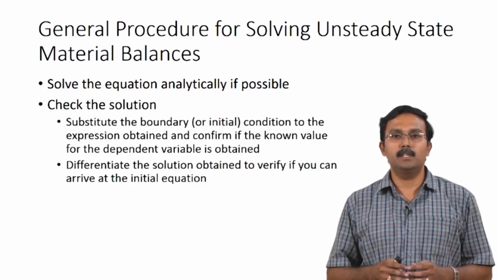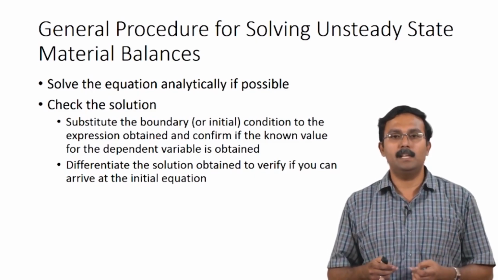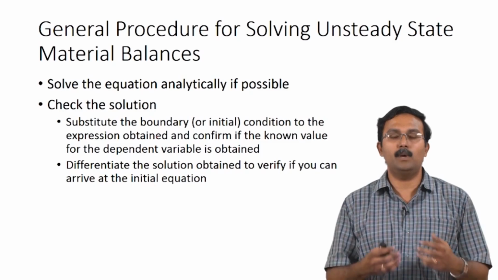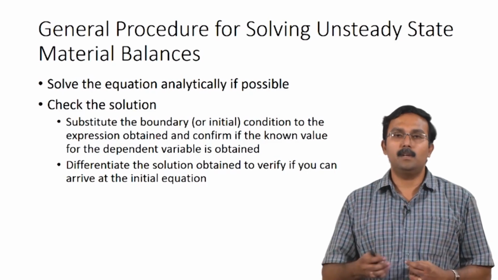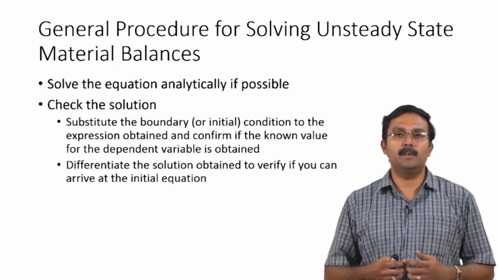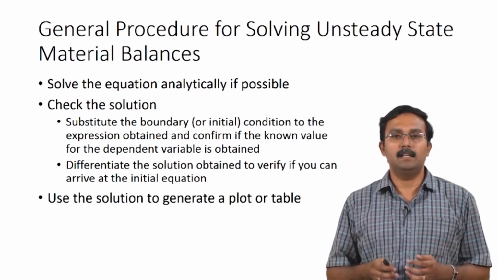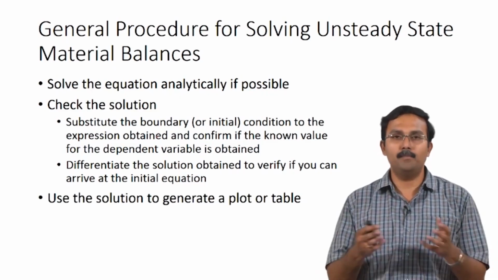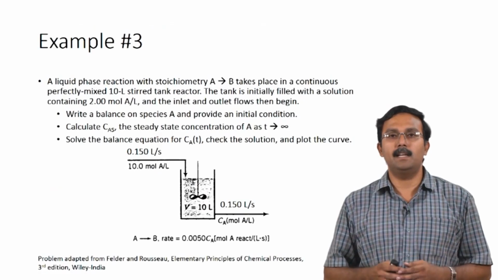So, you can also check the solution. Here, if you were to check the solution, you can substitute the boundary or the initial condition into the expression obtained to confirm if the known value of the dependent variable is obtained. Another method to check the solution is to differentiate the solution obtained to verify if you can arrive at the initial equation. By doing these kinds of verification, you can confirm if the solution you arrived at is accurate. Last step, if required, might be to plot the solution using a graph or to build a table which will give you the values. Here is one last example for unsteady state material balances.